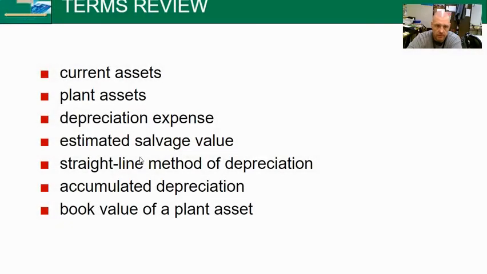adjustments. So the ideas we covered here were current assets versus plant assets, depreciation expense, estimated salvage value, straight line depreciation, accumulated depreciation, and book value of a plant asset.